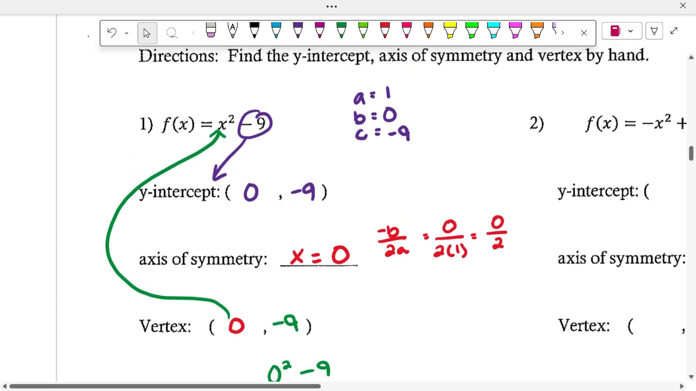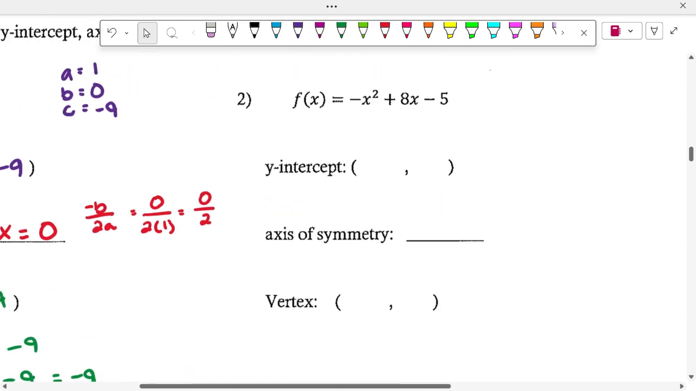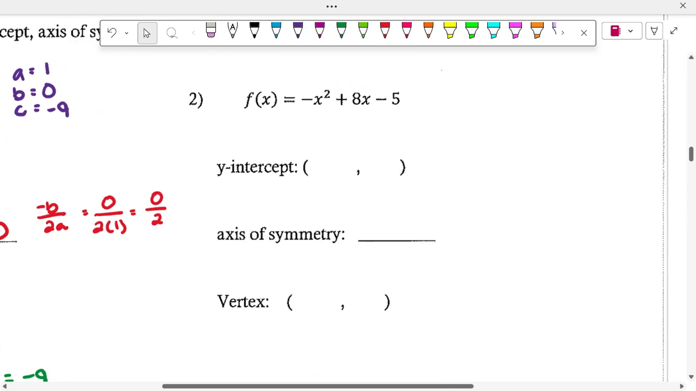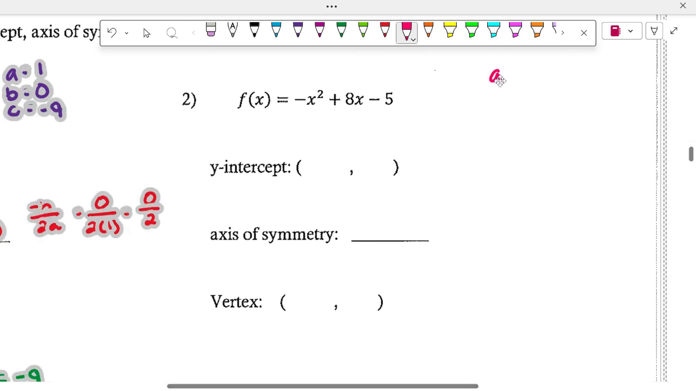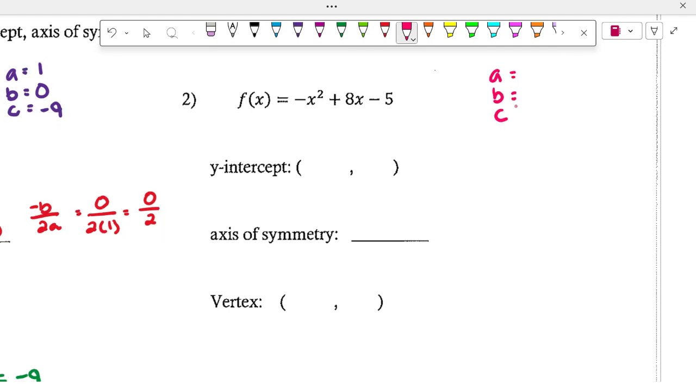All right. Let's try another one. A, B, and C. What's A? B? C? Y-intercept? 0, negative 5. You always write the y-intercept starting with 0 because remember, if you are on the y-axis, you have no x value, or you have 0 as your x value.